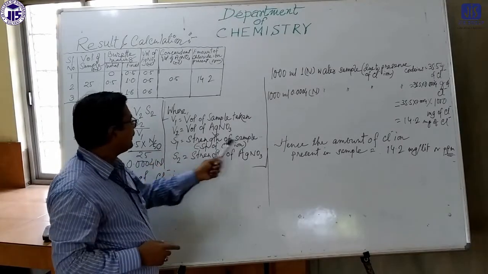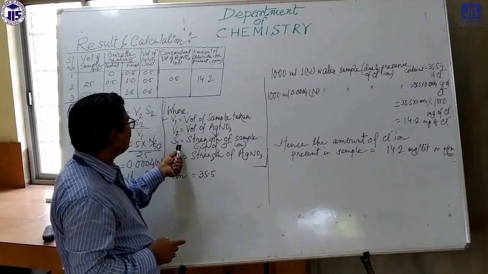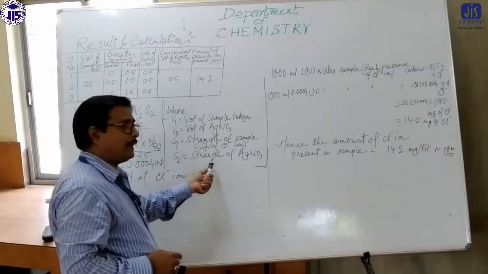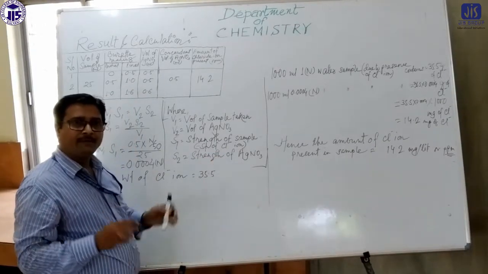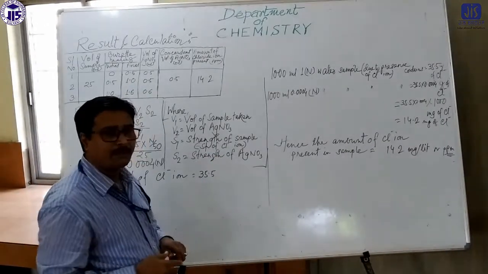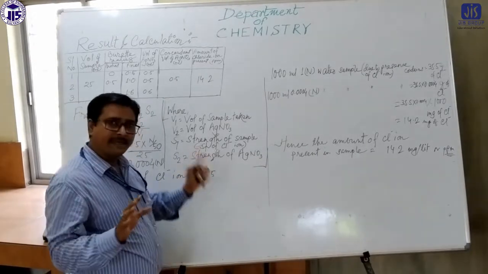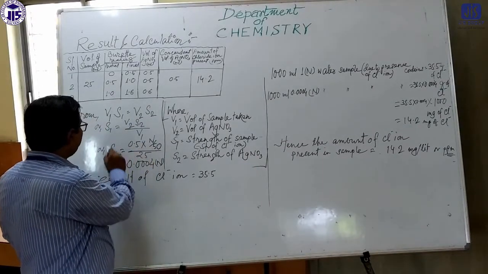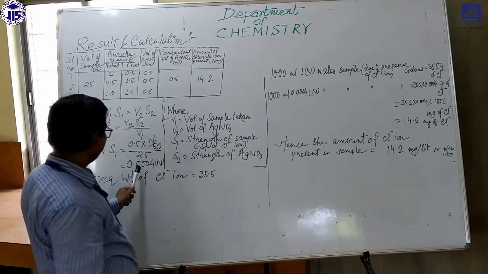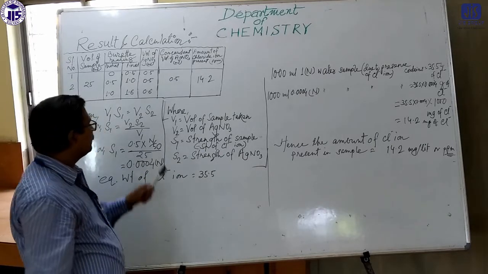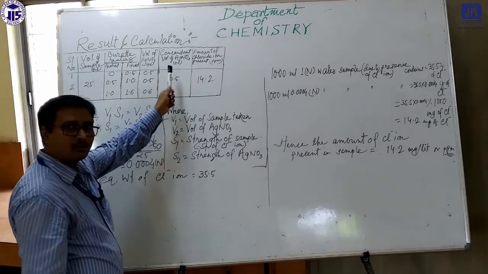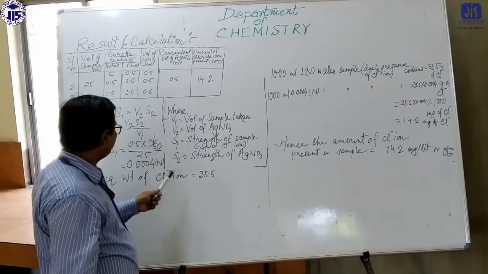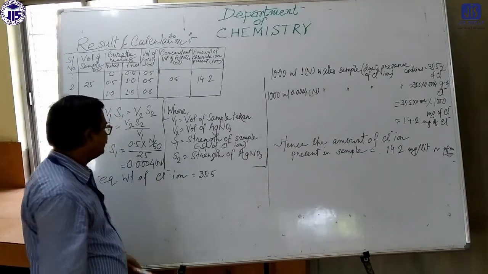Then S1 is the strength of the sample that you have to determine, and S2 is the strength of the silver nitrate solution. We are taking N by 50, or 1 by 50 normal, silver nitrate for this experiment. Now you have to put that value, and after calculation S1 is coming 0.0004 normal, if we take 0.5, the one that is concordant. Understood? So this is the strength of chloride present in the sample.